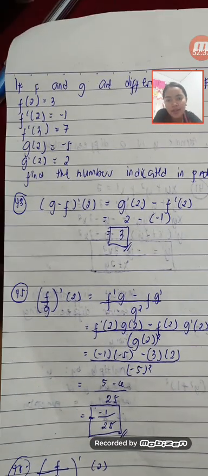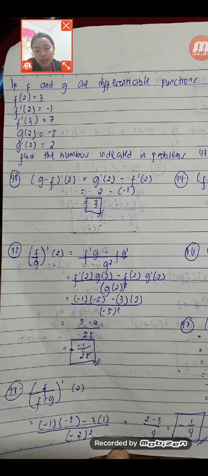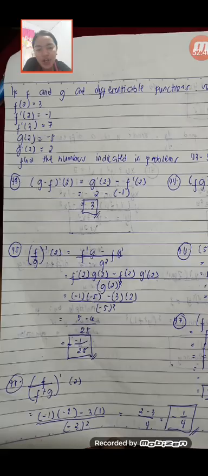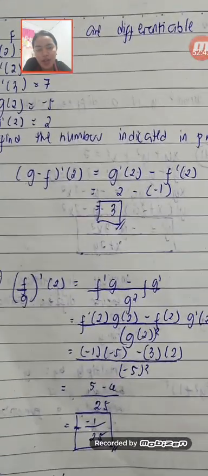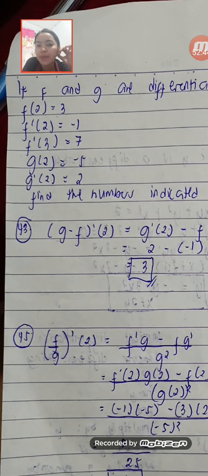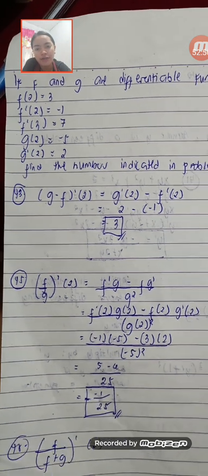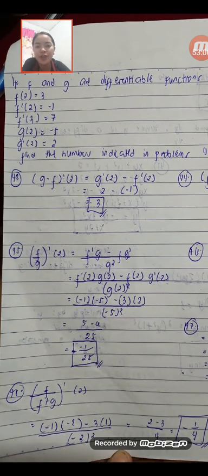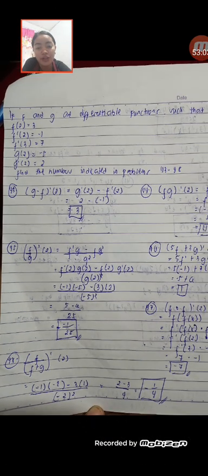So lastly is 43 to 48. Now, if f and g are differentiable functions such that f of 2 is equal to 3, f prime of 2 is negative 1, f prime of 3 is equal to 7, g of 2 is equal to negative 5, g prime of 2 is equal to 2. Let's find the numbers indicated in problems 43 to 48.